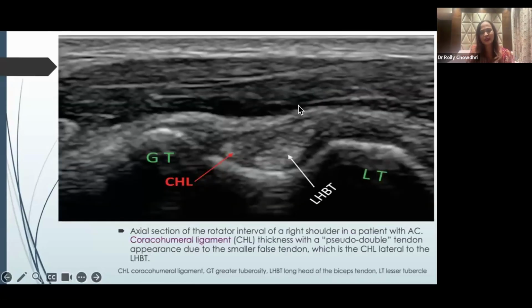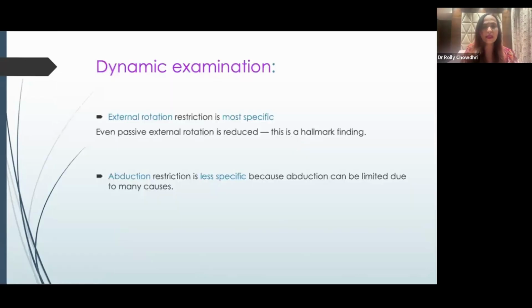Another very good sign which we see sometimes is also known as the pseudo double tendon appearance. What happens in the rotator interval, where there is the long head of the biceps tendon, is that when there is thickening of the coracohumeral ligament, it appears like a pseudo tendon on the lateral side of the long head of the biceps. So it gives a double tendon appearance. This is also another sign.